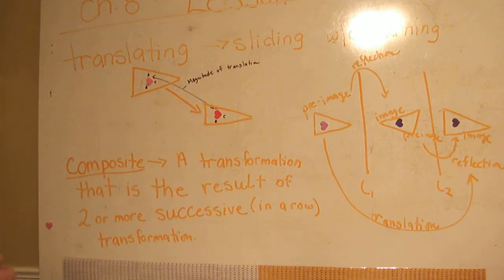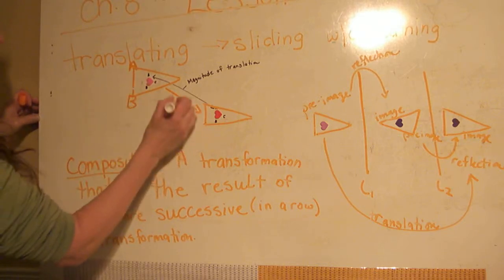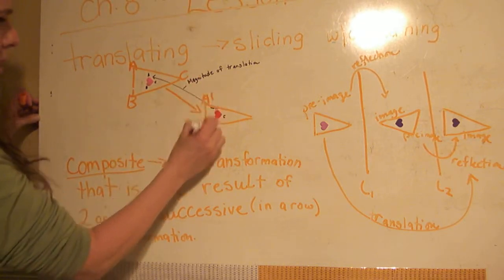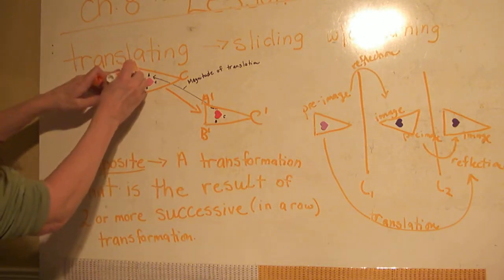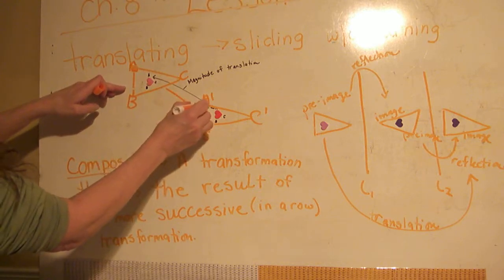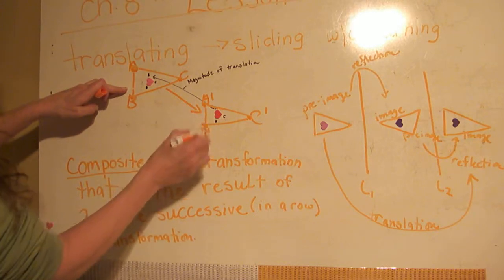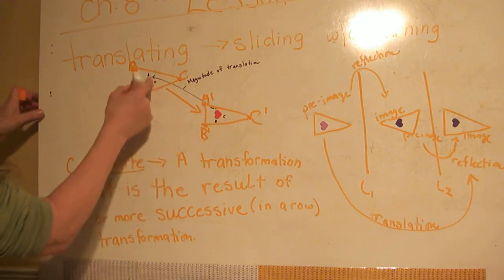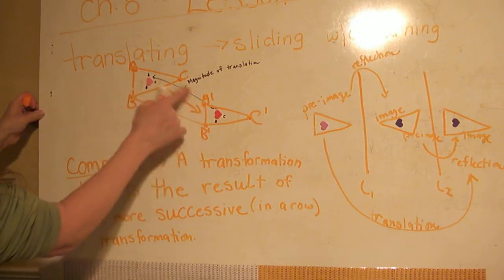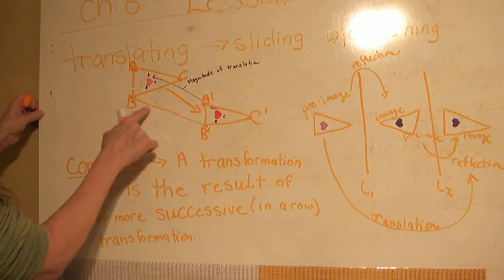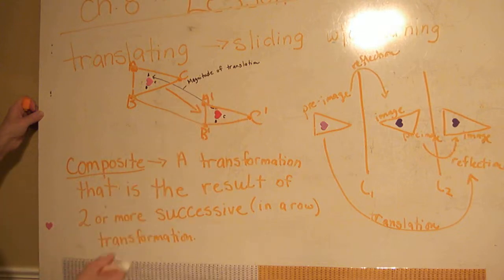Also, let's say this is A, B, C, and this will be A prime, B prime, and C prime. From point A to point A prime, from C to point C prime, and from B to point B prime, there's a line. The distance between B to B prime, A to A prime, and C to C prime has a certain name. It's the distance, and it's called the magnitude of translation.